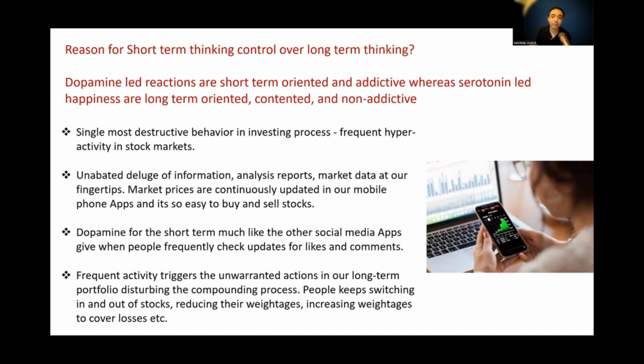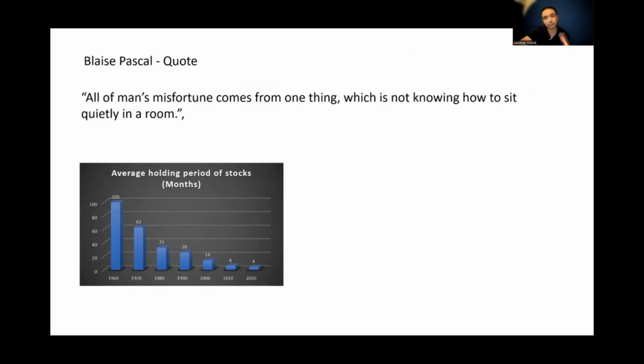The data and information are all triggering actions which are unwarranted and unwanted. People keep switching in and out of stocks, reducing weightages, increasing weightages to cover losses. Should I do this, should I do that? The mind is always preoccupied. Blaise Pascal's quote, which I have told in many of my YouTube videos: all of man's misfortunes come from one thing, which is not knowing how to sit quietly in a room. This is such a powerful, profound statement, because even wars happen for the same reason. The world wars happened because of the inability of man to sit in a room quietly and do nothing.